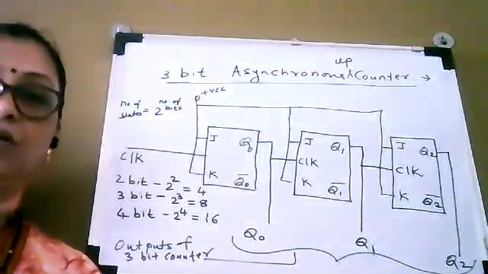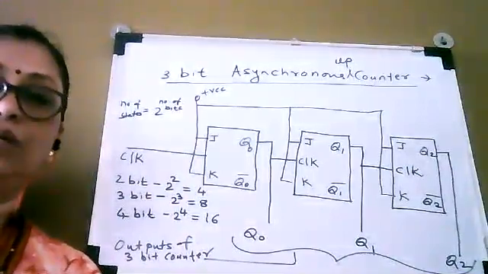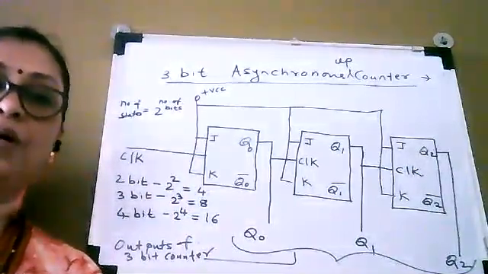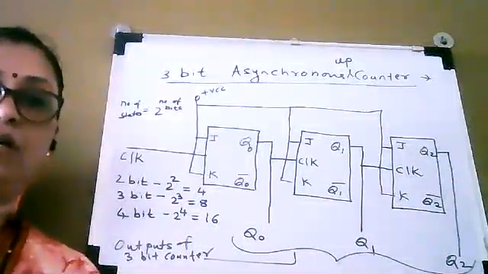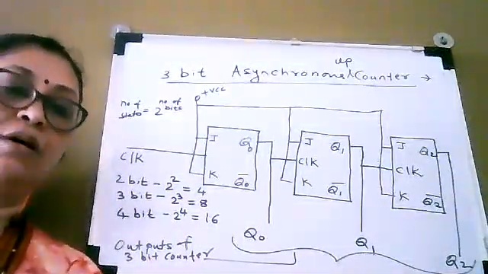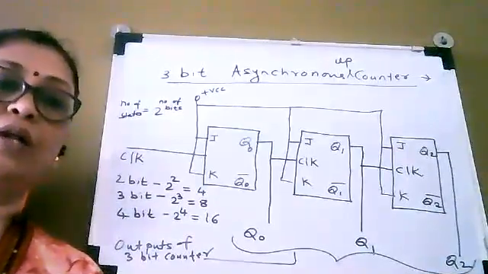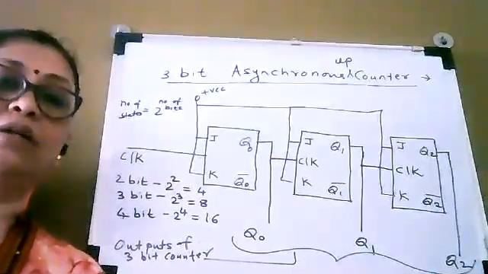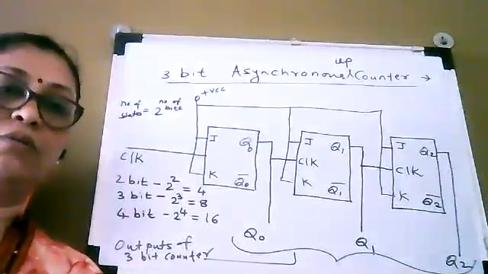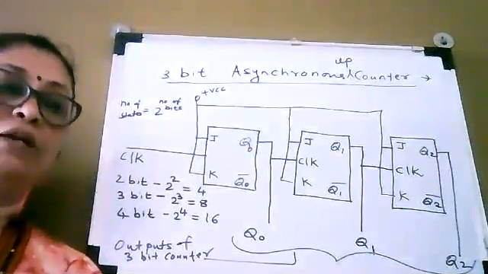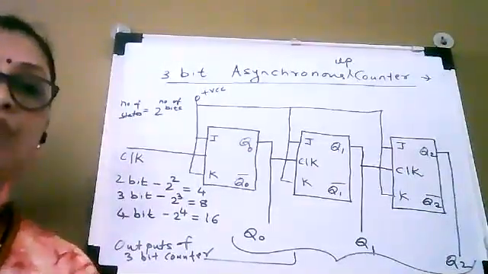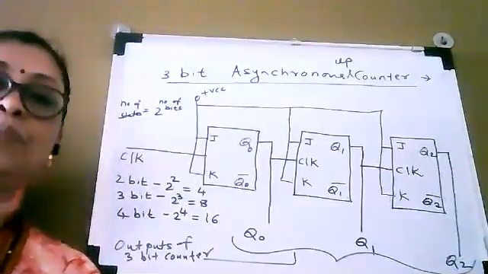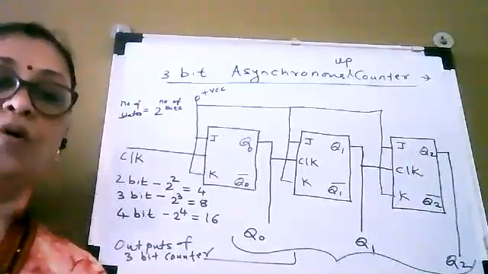Okay. So this is a 3-bit asynchronous up counter. So what is an up counter? An up counter shows the direction of counting of the states. If the direction of the counting of the states is in increasing order, like 0, 1, 2, 3, 4, 5, 6, then that type of counter is called an up counter.